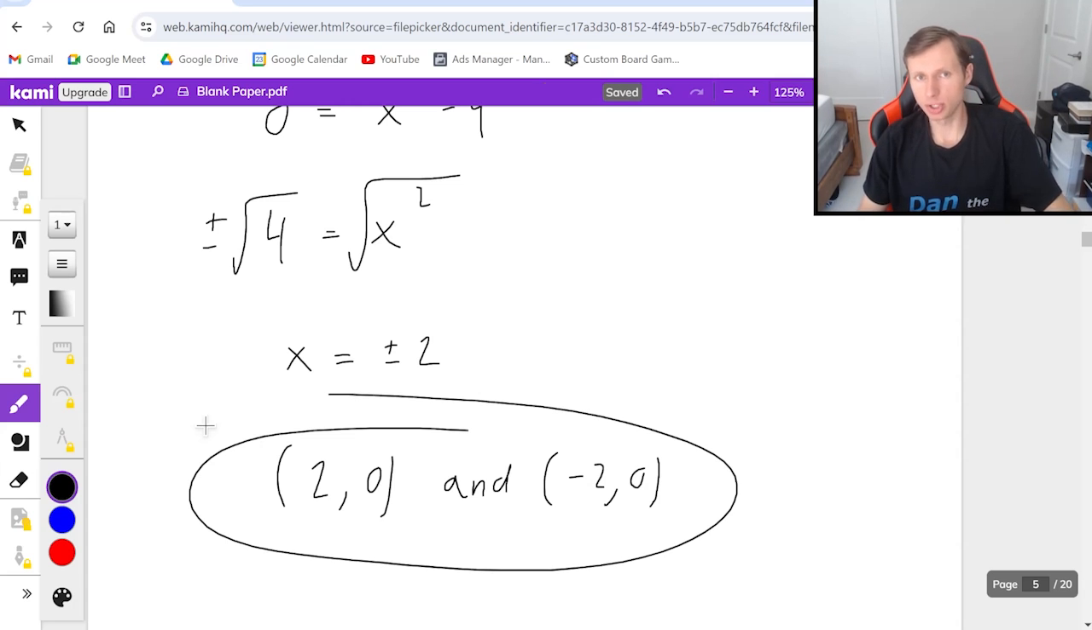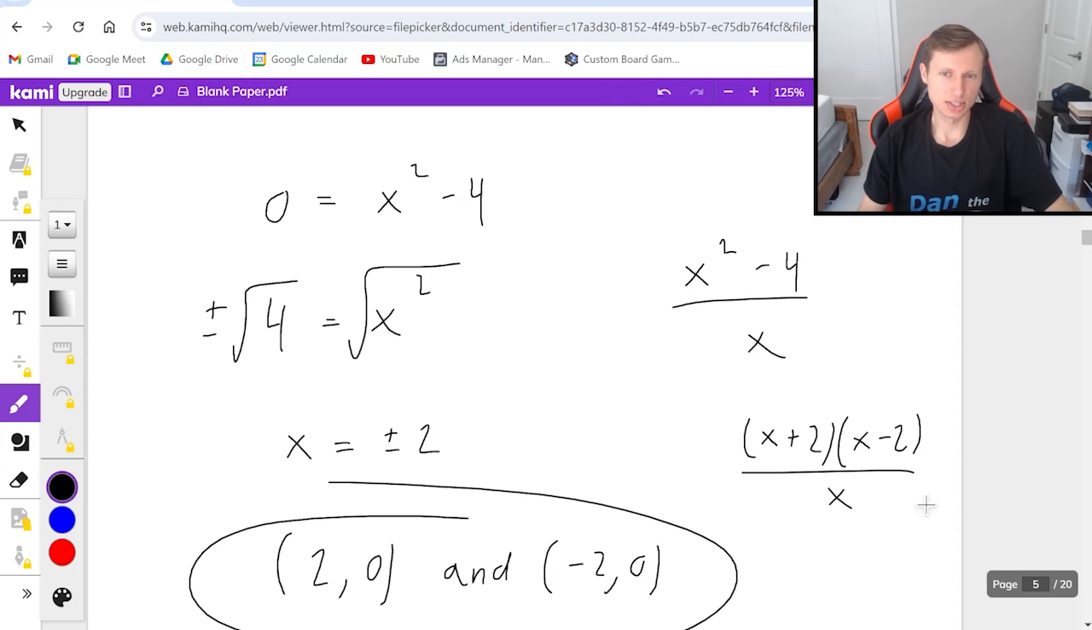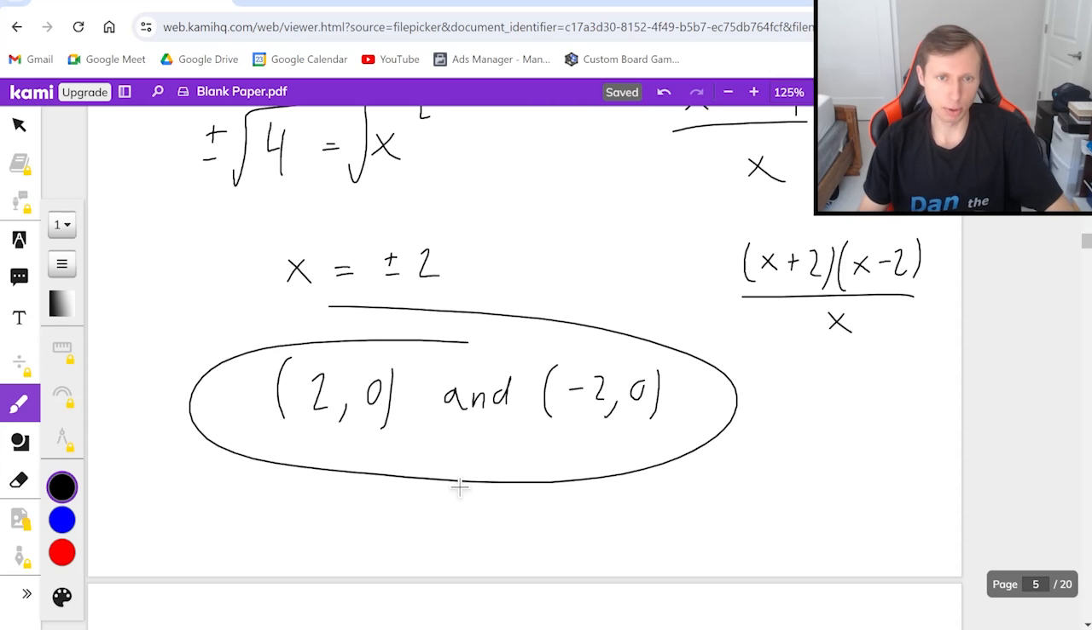I should check for holes in the graph. I already know there's not going to be any, because if I do try and factor the x squared minus 4, you'll get x plus 2 and x minus 2 over x. Nothing cancels, so no holes, meaning I keep both answers.